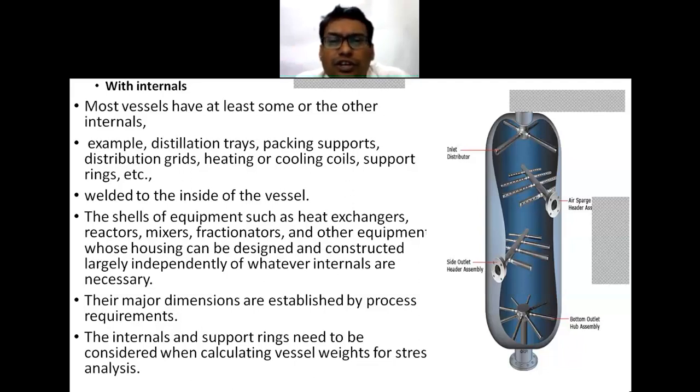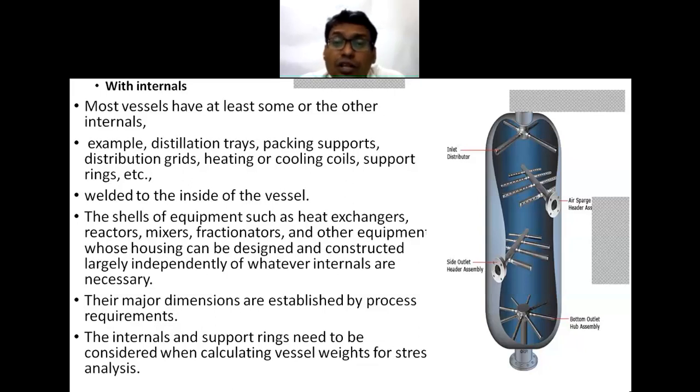Examples are your distillation trays, packing support, distribution grids, heating or cooling coils. Then welding on the inside of the vessel, all these accessories that are welded to the vessel itself. The shell of equipment such as heat exchangers, reactors, mixers, fractionators and other equipment, where the housing can be designed and constructed largely independently of whether the internals are necessary or not.